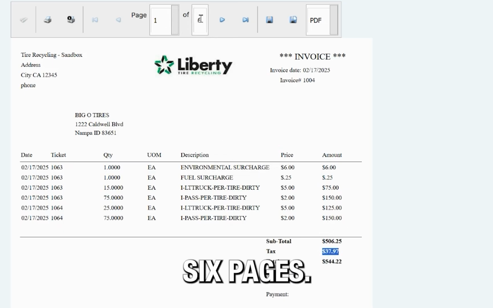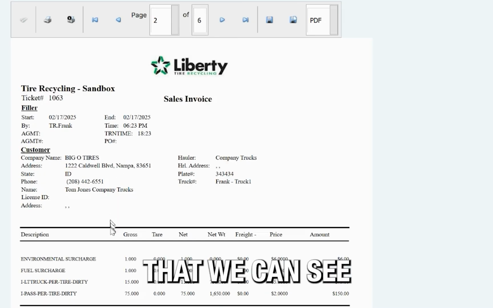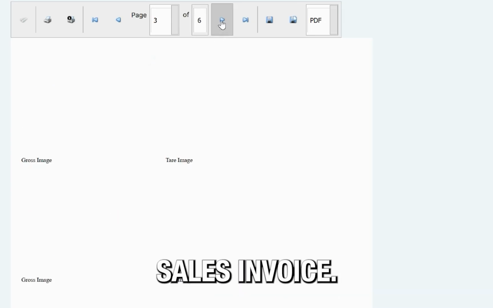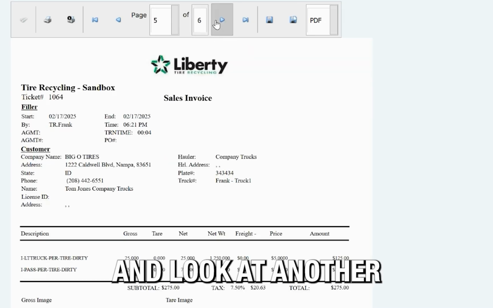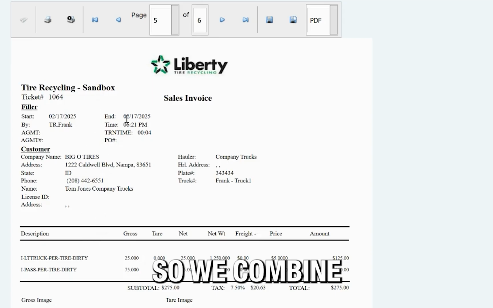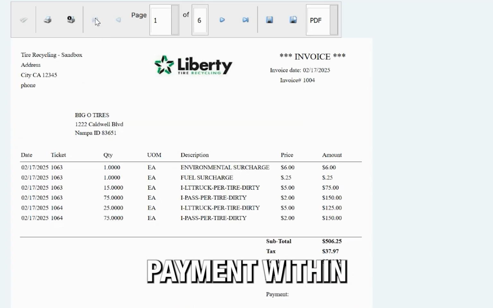Now, this is 6 pages, so you can see here that we can see the actual sales invoice. We can go back and look at another invoice. So we combine all those invoices into a single payment within seconds.